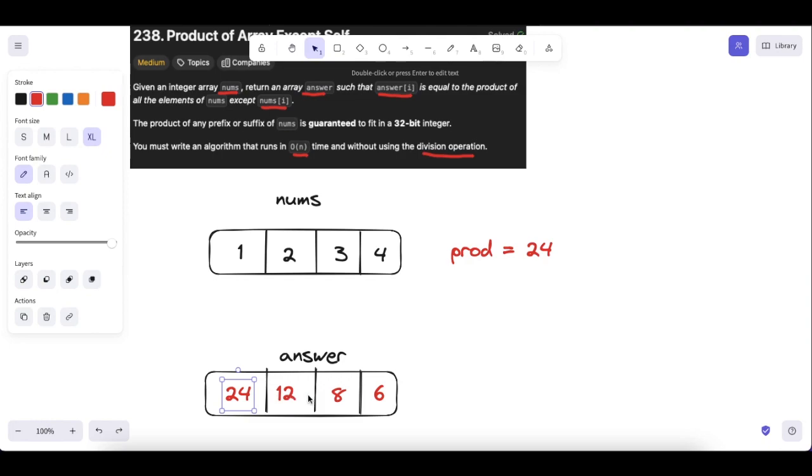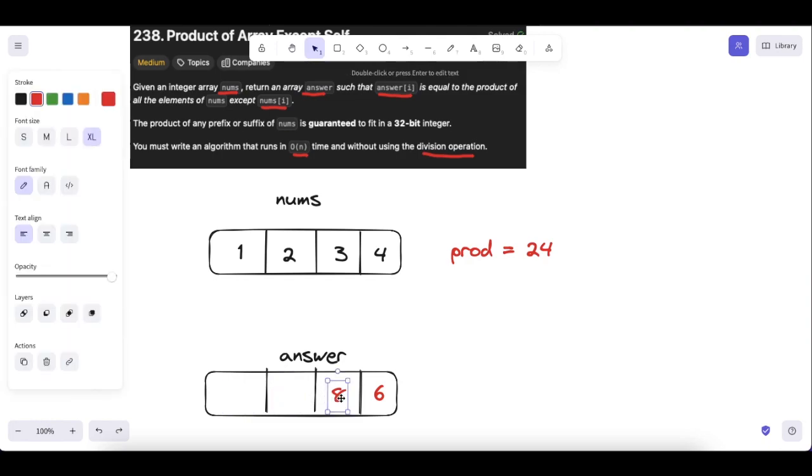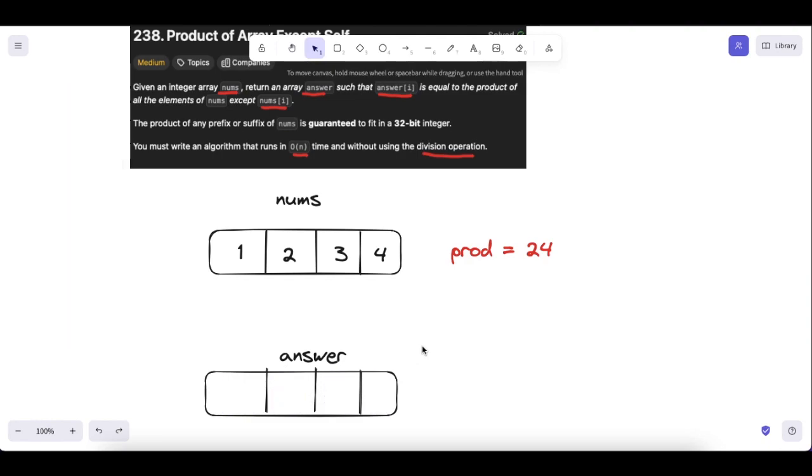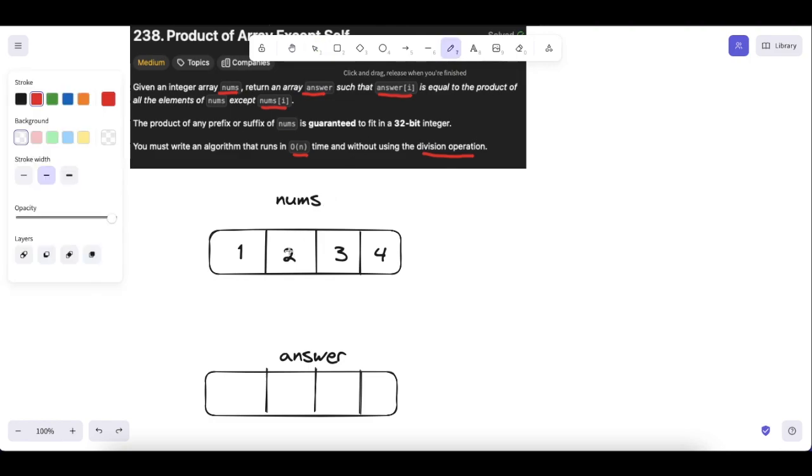However, we're told that we cannot use the division operator, so we're going to have to figure out another way to solve this problem. So what we can do is divide this problem into two parts. We know that for each number, we want to find the product of all numbers besides that specific number at the index. So for example, for the number 2, we know that we want to multiply the 1 times the 3 times the 4. And this can be divided into two smaller problems.